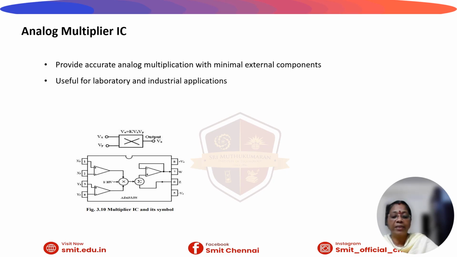The IC number AD633 is a low cost, four-quadrant multiplier manufactured by Analog Devices. It requires no external components for standard operation. It features high input impedance and is universally used in general purpose applications.